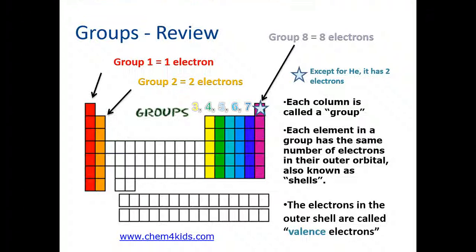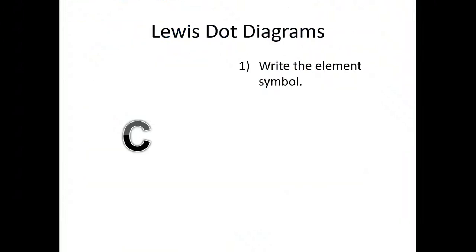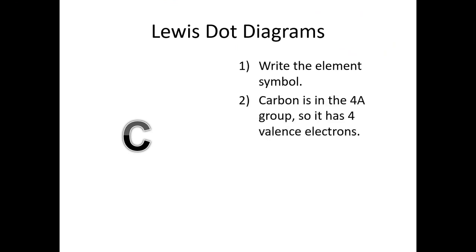So let's take an element on the periodic table. Let's take the element carbon. If we're going to write the Lewis dot structure for carbon, we write the letter C in the middle, and then we figure out where carbon is on the periodic table, and how many valence electrons it has. So carbon, when we find it on the periodic table, is in column 4A, or group 4A. So therefore, it has 4 valence electrons. So starting on the right, you're going to draw 4 dots, electrons, around the carbon.